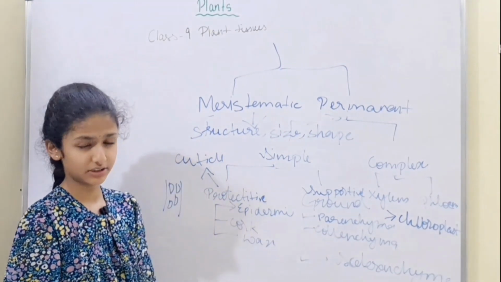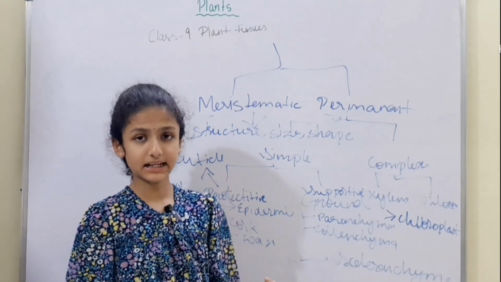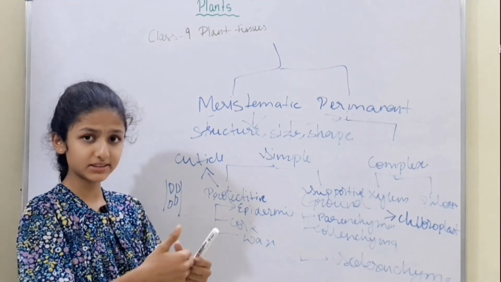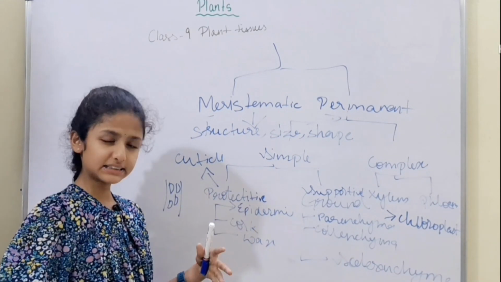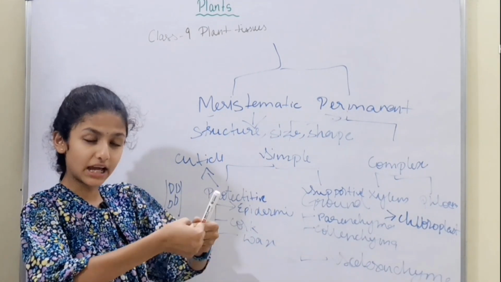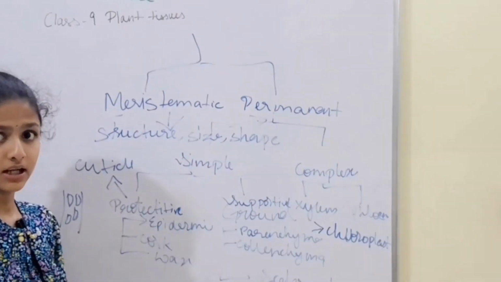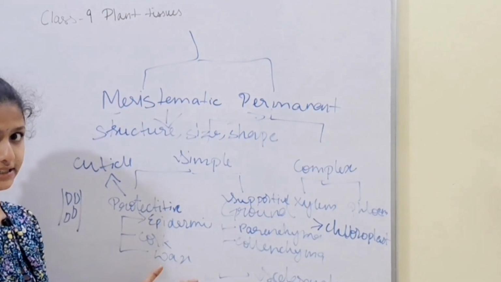Collenchyma's functions: elasticity, tensile strength, and rigidity. Rigidity means hardness. Elasticity means pulling and stretching. Tensile strength is the strength which helps the plant in being elastic. That is known as tensile strength. These are the different things in collenchyma.